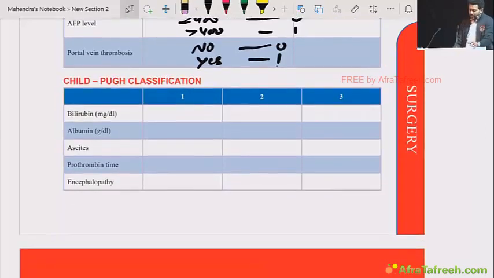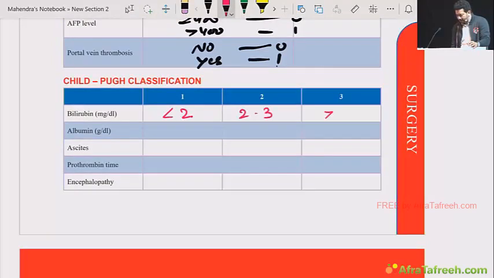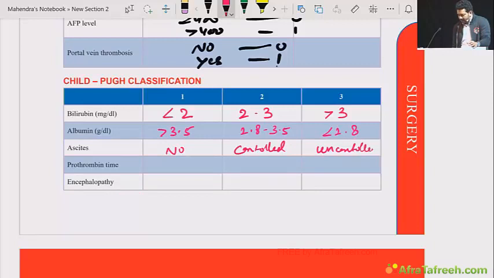calculate this. Okay, so bilirubin: less than 2, 2 to 3, more than 3. Albumin: more than 3.5, 2.8 to 3.5, less than 2.8. Ascites: no ascites, controlled ascites, uncontrolled ascites. Prothrombin time, basically we see INR: less than 1.7, 1.7 to 2.3 and more than 2.3. Encephalopathy: none, controlled and uncontrolled.